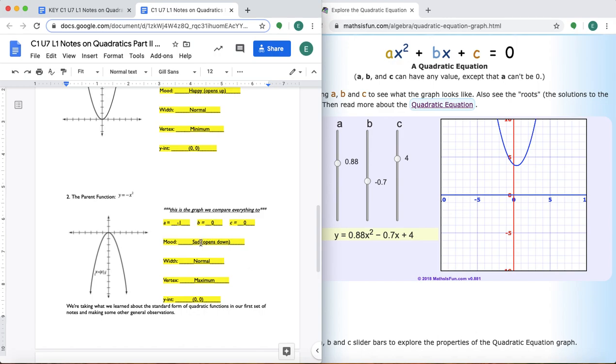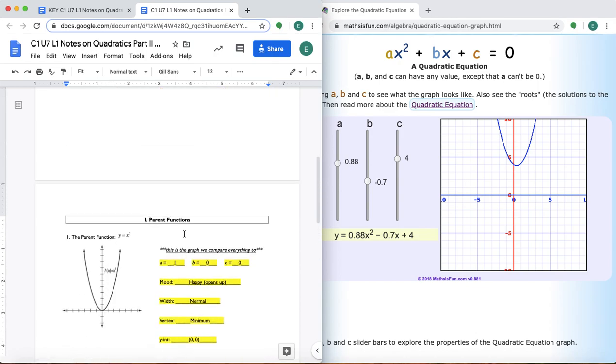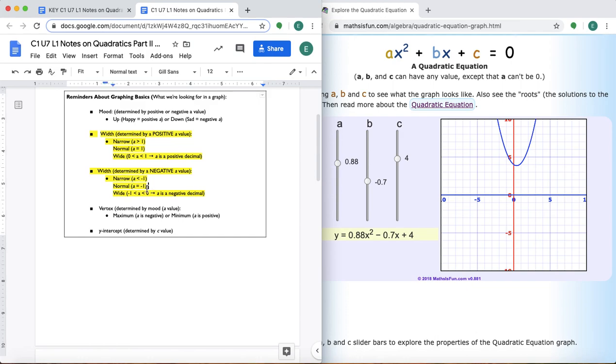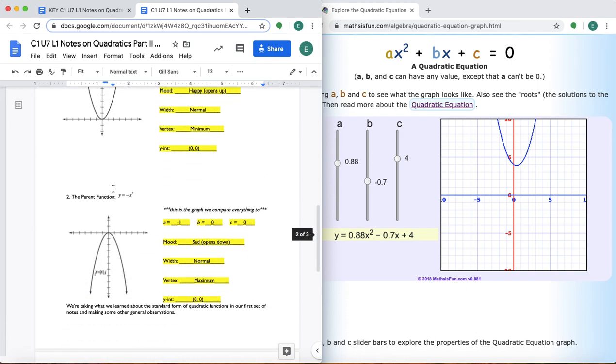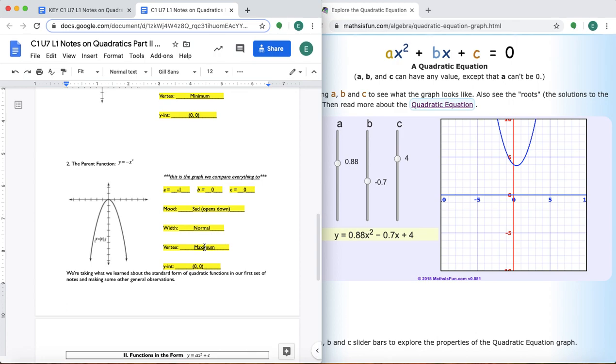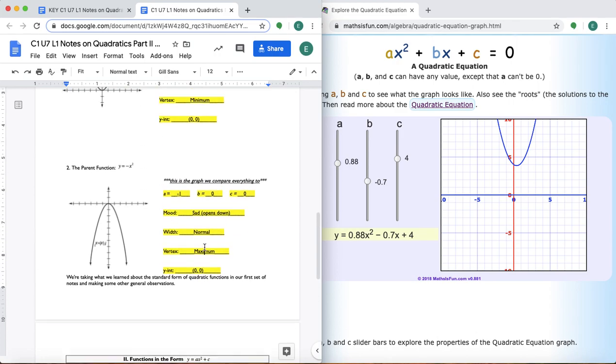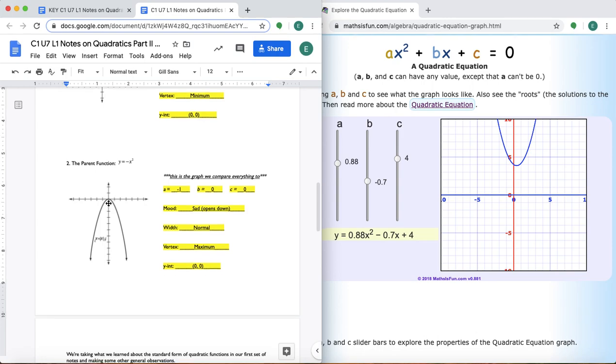Now, the mood, it's sad. It's going down. The width, it's normal because a equals negative 1. Just like what we determined in our notes. When a equals negative 1, the width is normal. And then the vertex is going to be a maximum because it is a downward facing parabola, so we have a maximum point. And then also 0, 0 is my y-intercept because that is the tippy top point in this case.